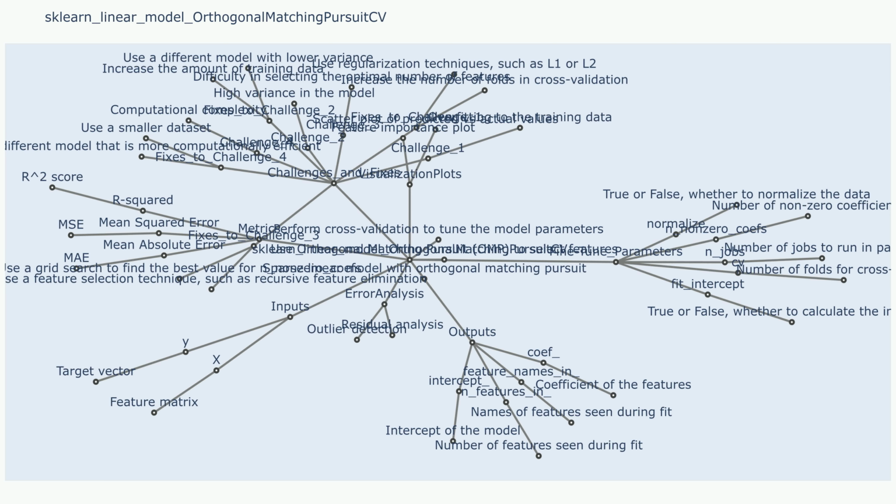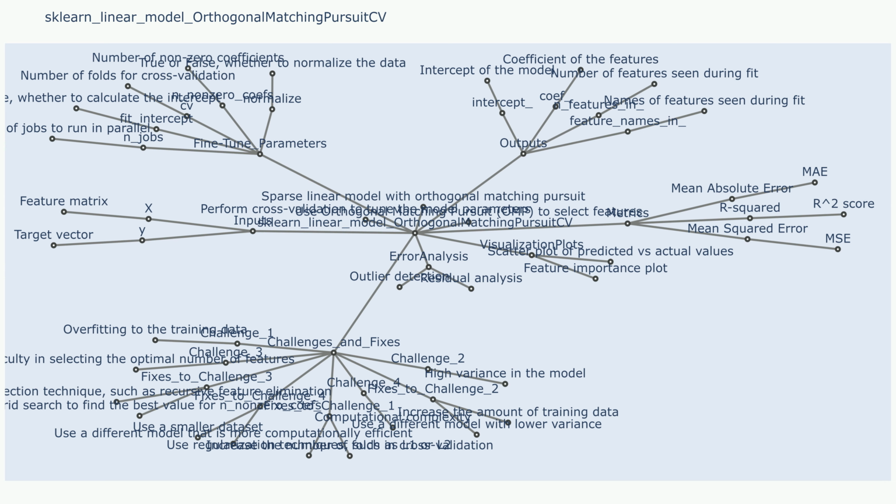sklearn, linear model, OrthogonalMatchingPursuitCV. Description. OrthogonalMatchingPursuitCV implements orthogonal matching pursuit, OMP, with cross-validation to determine the optimal number of non-zero coefficients, N non-zero coefs, for sparse signal recovery.